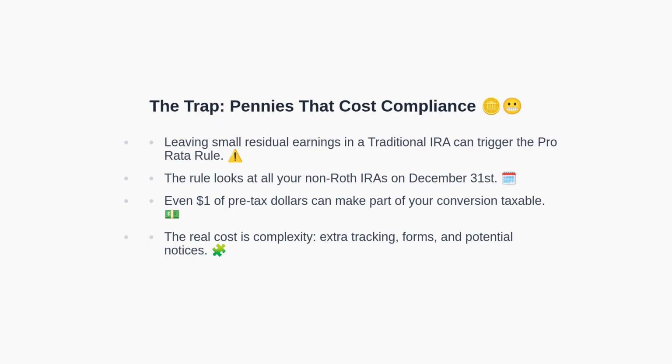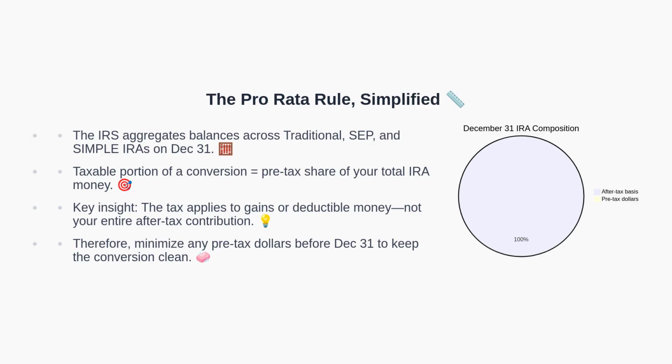Next, let's define the Pro Rata Rule in plain terms. The Pro Rata Rule looks at the composition of all your non-Roth IRAs on December 31st. It combines balances from traditional, SEP, and SIMPLE IRAs. The taxable portion of any conversion is proportional to the pre-tax share of your total IRA dollars. The important insight is that the tax is assessed on pre-tax amounts like earnings or prior deductible contributions, not on your entire after-tax contribution. Therefore, to keep your conversion clean and simple, you want as few pre-tax dollars as possible on December 31st. Ideally none.